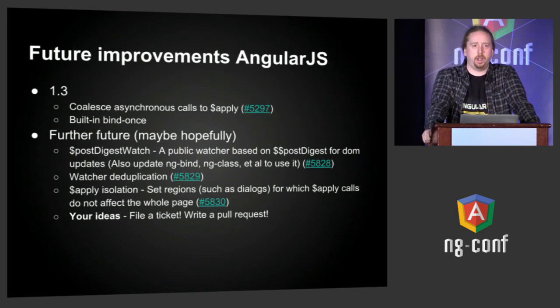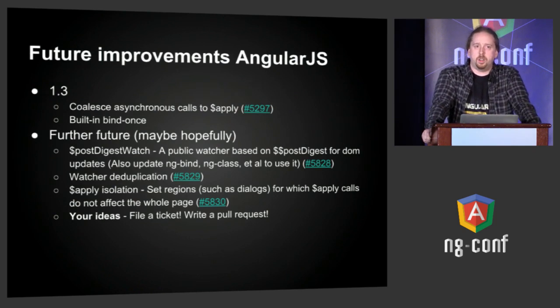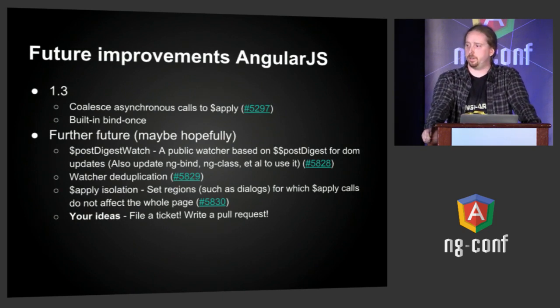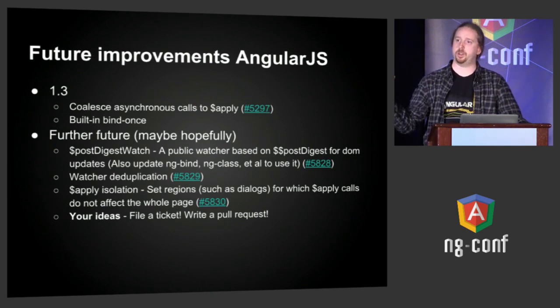So watcher deduplication. I'm not actually sure if that's a good idea yet, but what that means is, say on a given scope, you have 3 different bindings to the exact same expression. Currently, all 3 of those are dirty checked every cycle. Really, it would be nicer if we dirty checked it once, and fired all 3 of the watchers if need be.